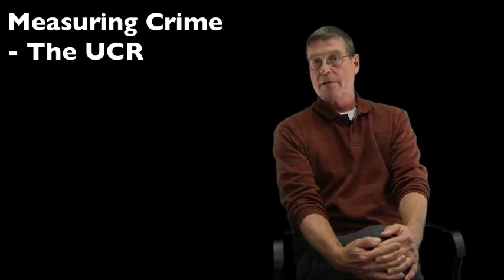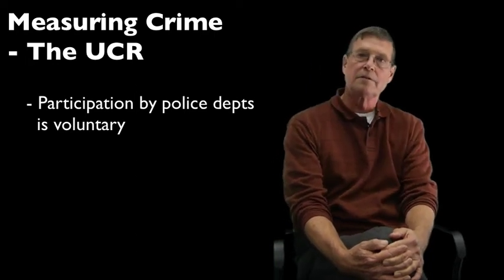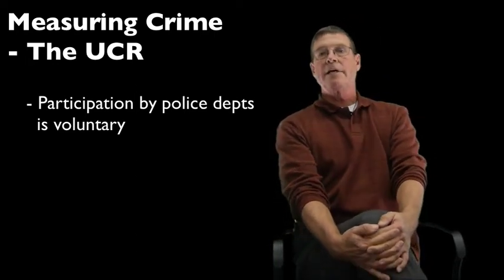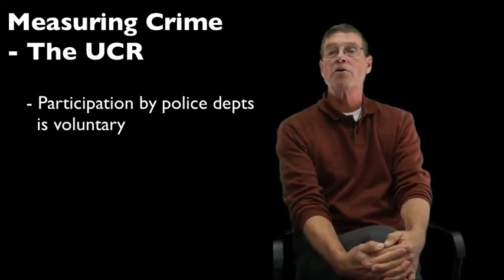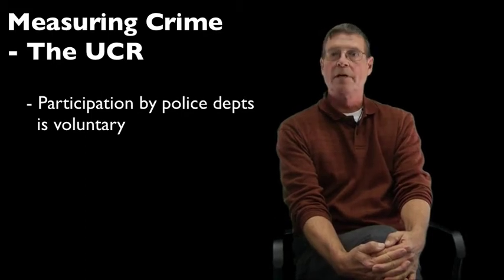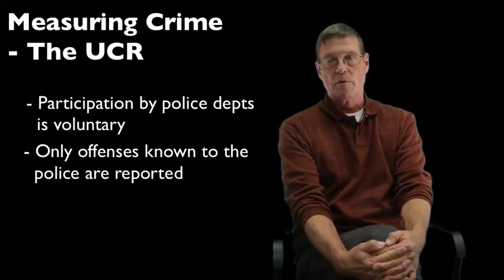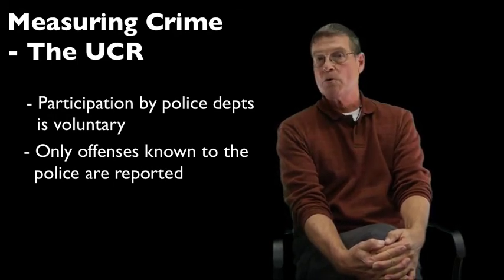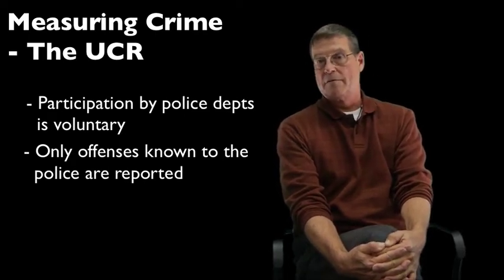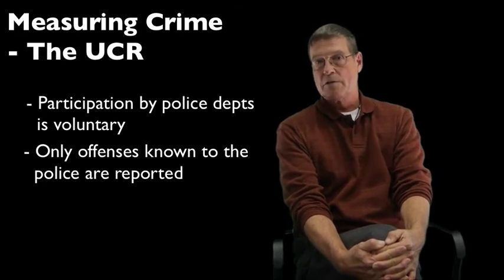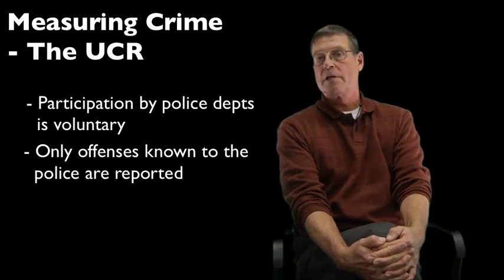Now, a couple of things about the UCR that we should note. First of all, participation in the UCR by police agencies across the country is totally voluntary. However, over 17,000 agencies contribute voluntarily the offenses that are known to them. This is very important. The only offenses that will wind up being reported in the Uniform Crime Report are offenses which are known to police. Now, typically, the police will know them through victims or through investigation. But the fact is, if a crime is not known to police, it does not appear in the Uniform Crime Report.